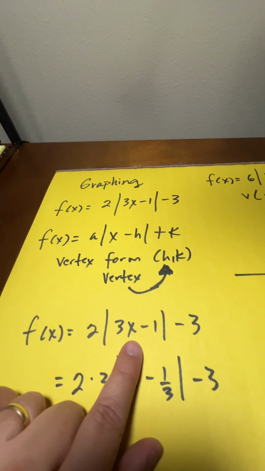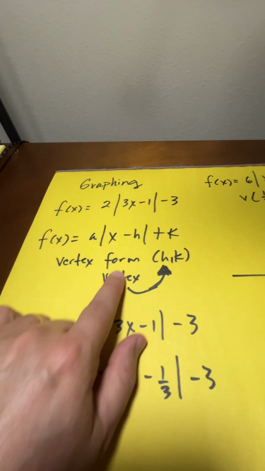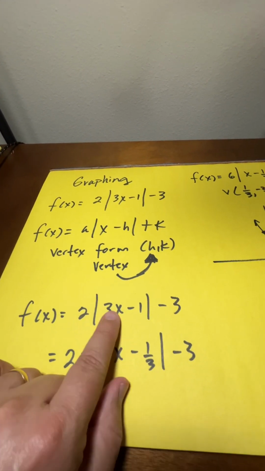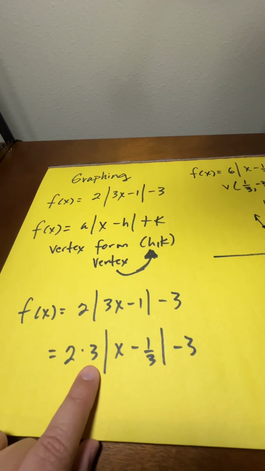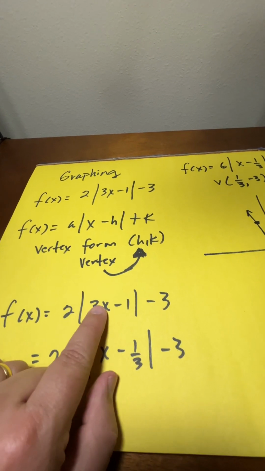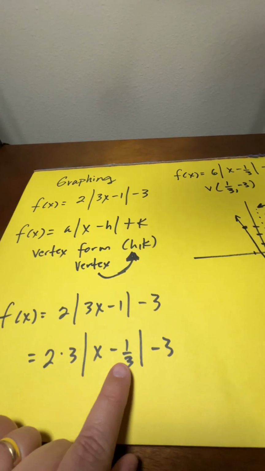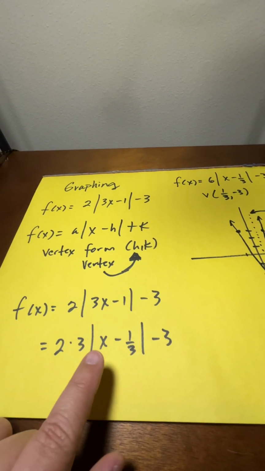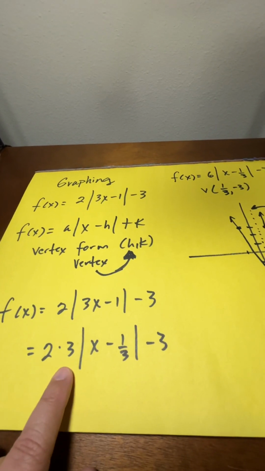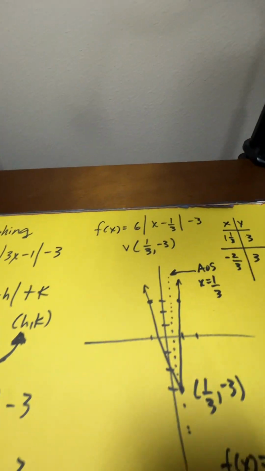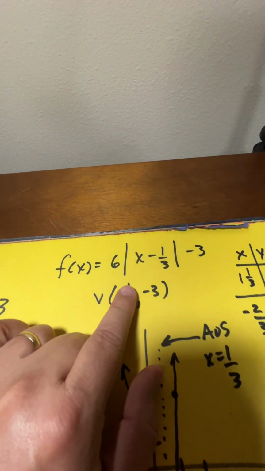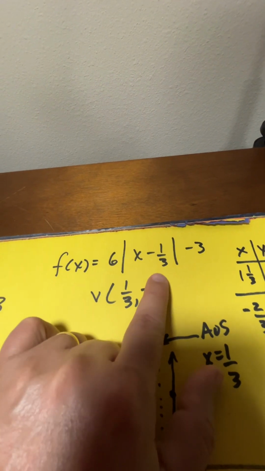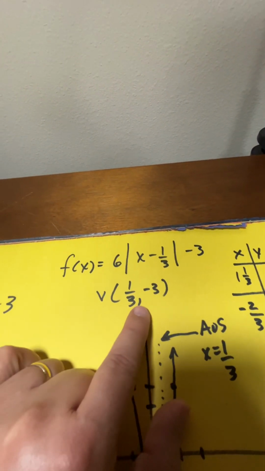So notice if I take this, I need to have an X there, so I'm going to factor out a 3. So if I factor out a 3 from this, I have a 3 on the outside. 3 times X is 3X, and 3 times negative 1/3 is negative 1. So I've transformed this to this form, which makes that a 6. And it looks like this. And so my vertex is 1/3 and negative 3. 1/3 from here and negative 3 from there.